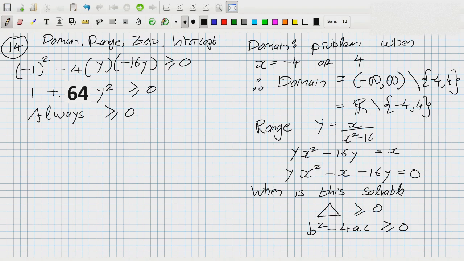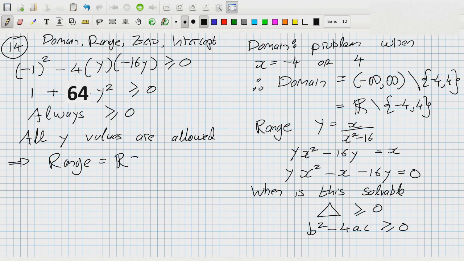So to me, this looks like we can get every value. All y's are permitted, including 0. So all y values are allowed. So that means that the range is all real values. We prefer minus infinity to infinity.